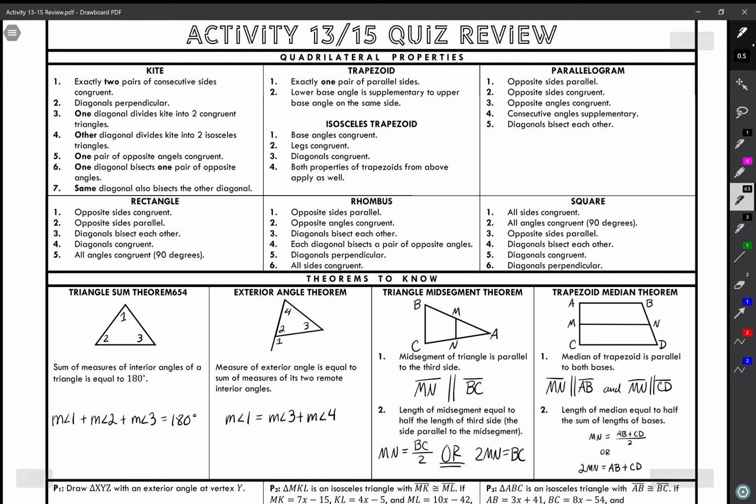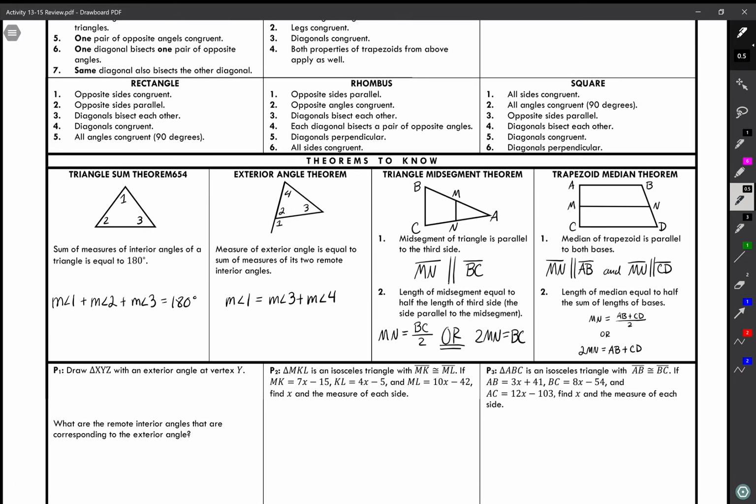Also, I've got the 4 theorems you need to know: triangle sum theorem, exterior angle theorem, triangle mid-segment theorem, and the trapezoid median theorem. I give you these theorems for a reason, because these theorems are what help you to solve the problems on this review. So let's begin. Let's look at number 1.